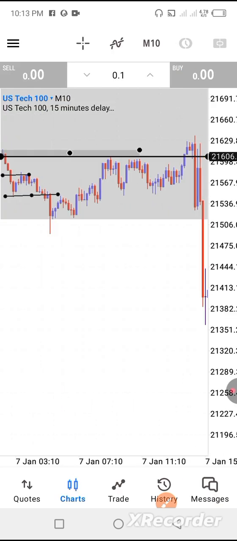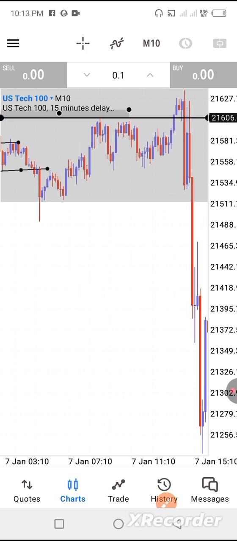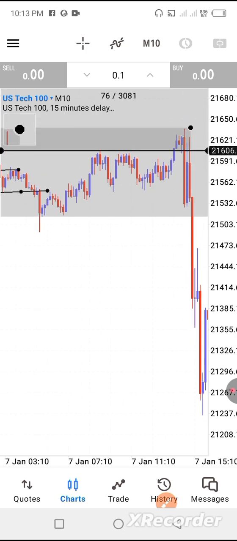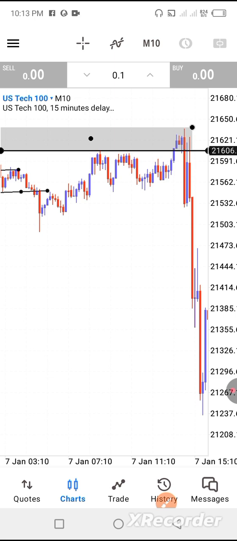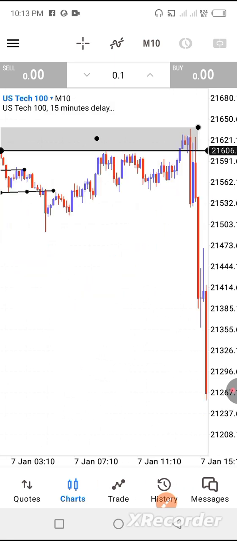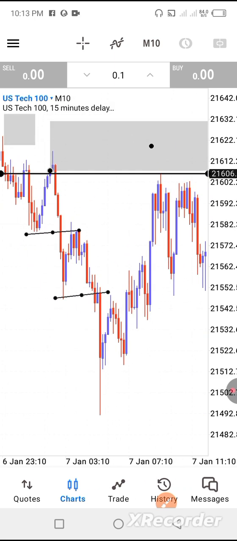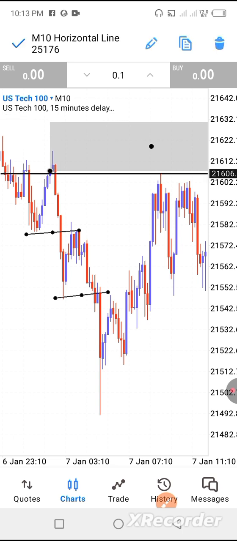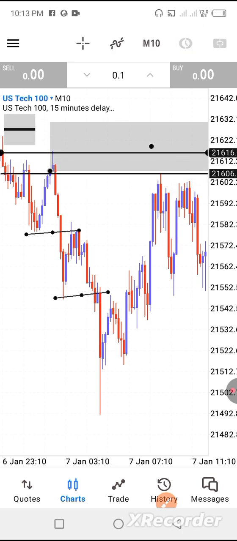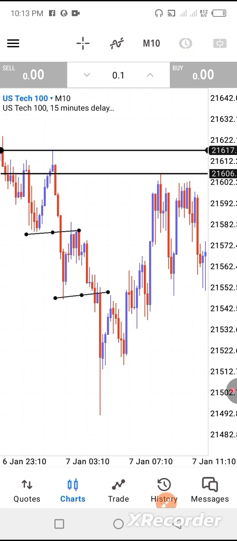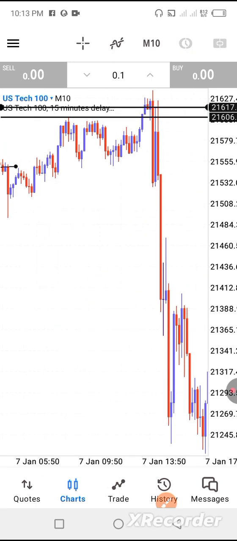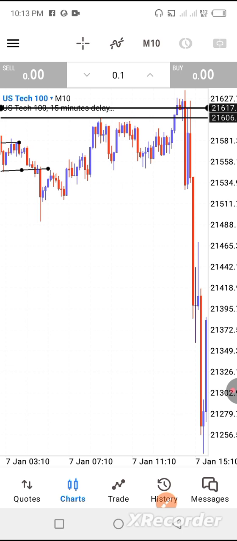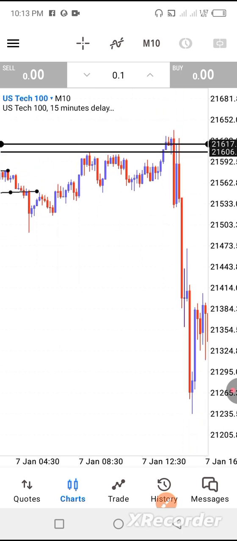This is liquidity. But what happened when price tapped into this order block? What happened? You see, it was wicked out. You understand? There is no valid confirmation here when price came into this area. So that's why I told you that there's going to be confirmation.